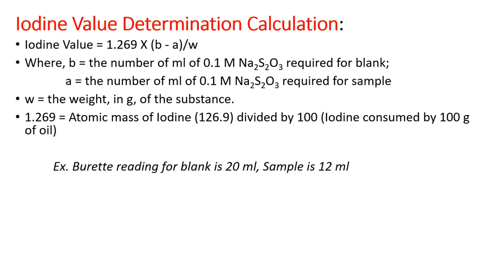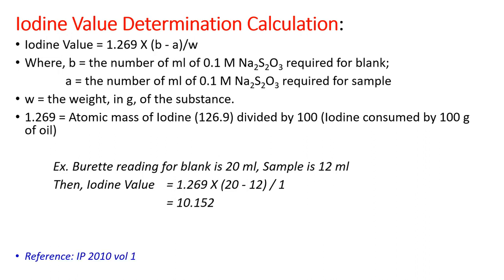So suppose your burette reading for blank is 20 ml and for sample it is 12 ml. In that case, we put all this into the formula: 1.269 into 20, that is the blank burette reading, minus 12, that is the burette reading of the sample, divided by 1 gram of oil. So this will be around 10.152. Now this 10.152 is our iodine value for that sample. So this is all about the iodine value. Reference: IP volume 1.